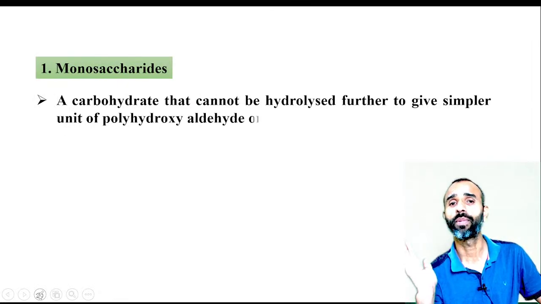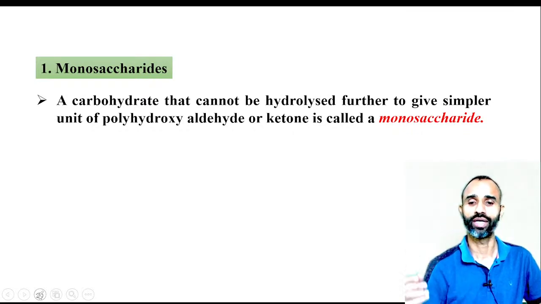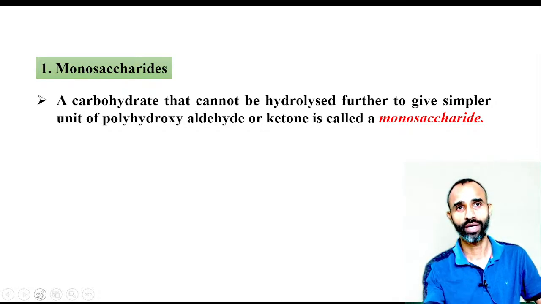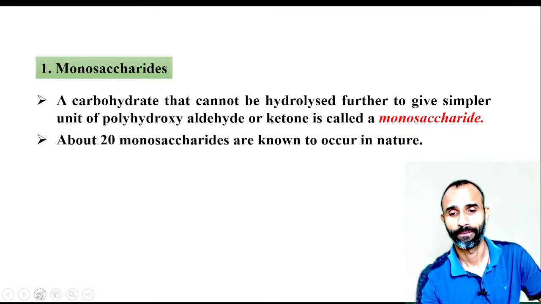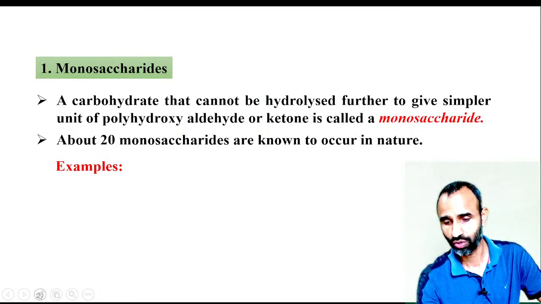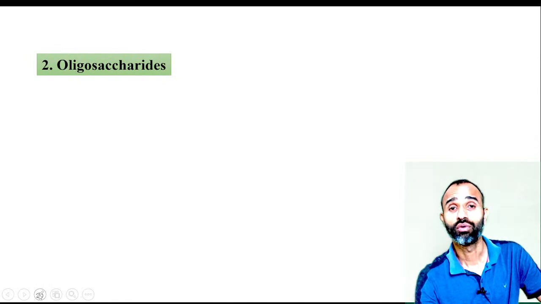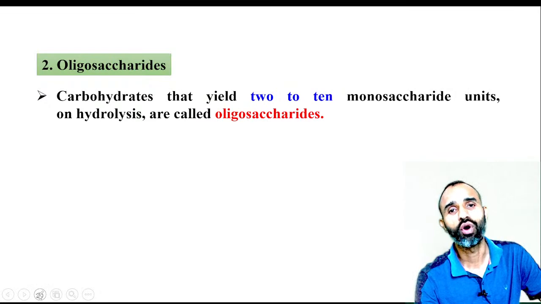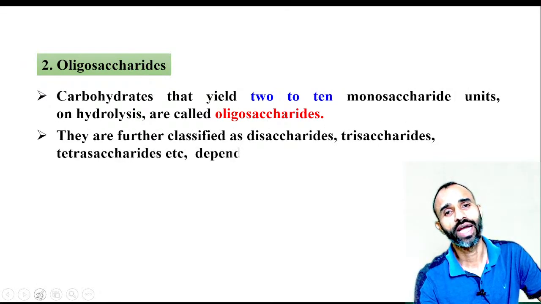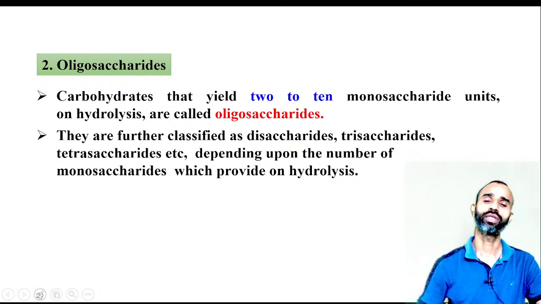Monosaccharides are carbohydrates that cannot be further hydrolyzed. The simplest carbohydrates cannot be hydrolyzed to give a simpler unit of polyhydroxy aldehyde or ketone. They are the simplest unit of carbohydrate, that's why they are known as monosaccharides. There are almost 20 monosaccharides that lead to the formation of all the others, polysaccharides or disaccharides. Glucose, fructose, ribose, they are all monosaccharides. Now, oligosaccharides: carbohydrates that yield 2 to 10 monosaccharide units on hydrolysis. They are further classified as di, tri, tetra, and so on, pentasaccharides, hexasaccharides. It depends on how many monosaccharides are there.